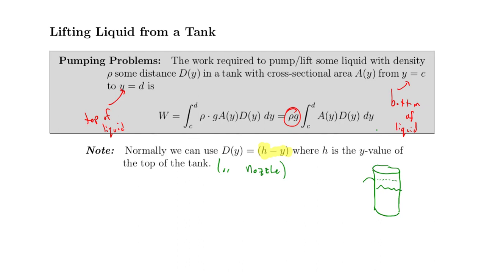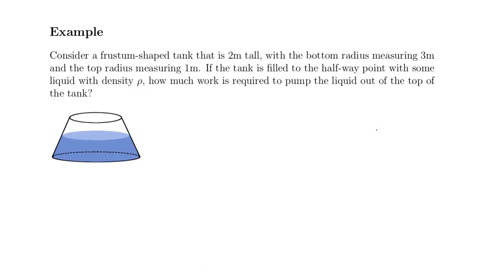Cool. So what we should do is at least take a look at one example. So we're going to go back to that frustum shape, and we're going to consider a tank that is 2 meters tall, with a bottom radius measuring 3 meters and a top radius measuring 1 meter.